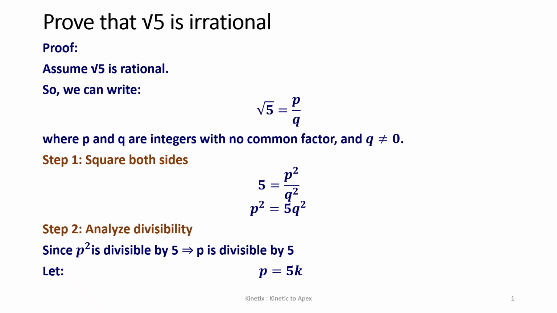Welcome to Kinetics. Let us prove that root 5 is irrational. This proof can be done by the proof of contradiction.